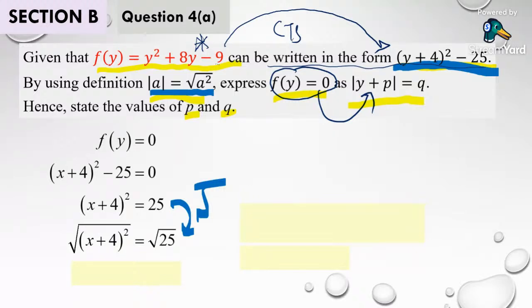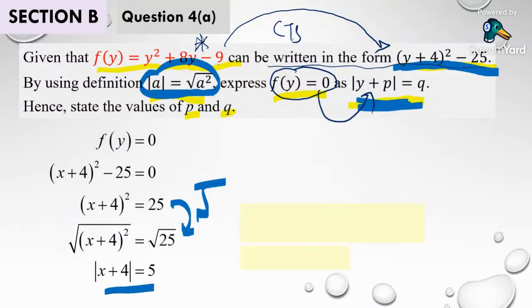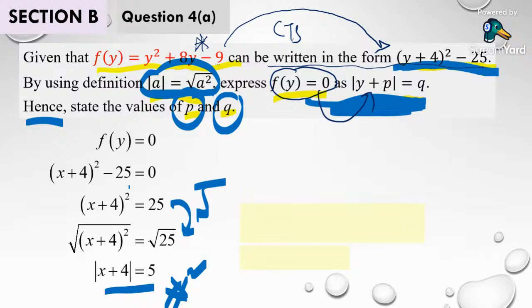And then on the left-hand side, based on this definition here, if you see square root of a square, it will turn into modulus. So the left-hand side becomes modulus, x plus 4. The right-hand side, square root of 25 is just 5. Reaching here, you can see that this is the form that we want to achieve, already achieved. So we have done the first part. Then hence, by using this form we achieved, find out what P and also Q are.